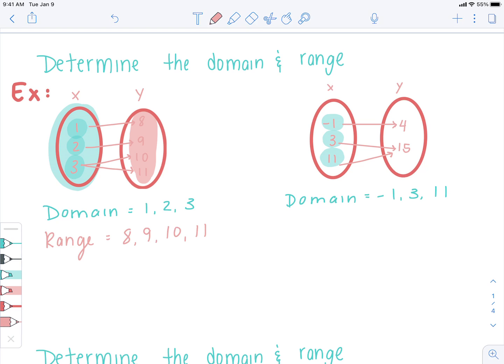My range, just my y values, so my 4 and my 15.